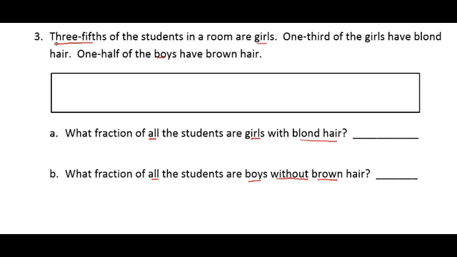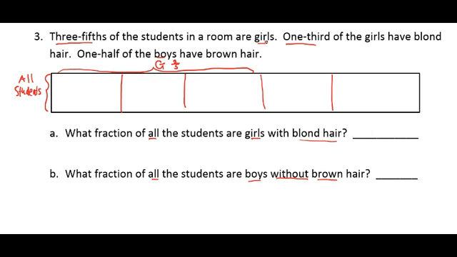Let's just start by saying this tape is all the students. So I'll write that off to the side. This tape is showing all students. And since 3/5 of the students in the room are girls, we'll break the tape into 5 pieces. We'll say those 3 pieces are the girls. 3/5 of the students in the room are girls. This section shows 3/5.